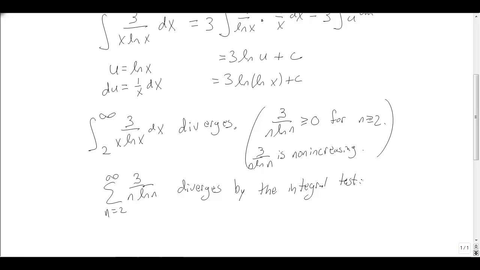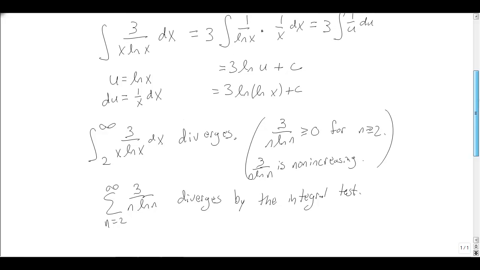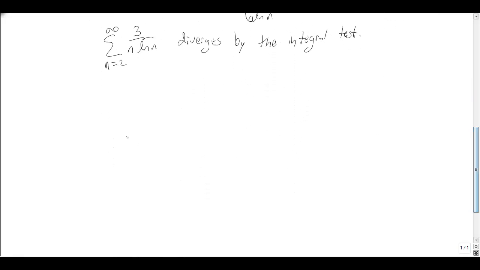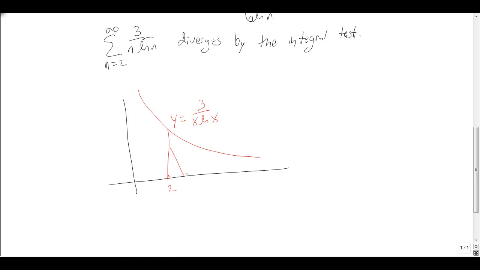So that's our setup. Now, again, the general picture you should have in your mind here is that if I graph, so I'm not even going to do a nice job of the graph, but if I graph y equals 3 over x natural log x, and I start at 2, and I look at this area under the curve as I go to infinity, it is infinite. So our red area is infinite here.